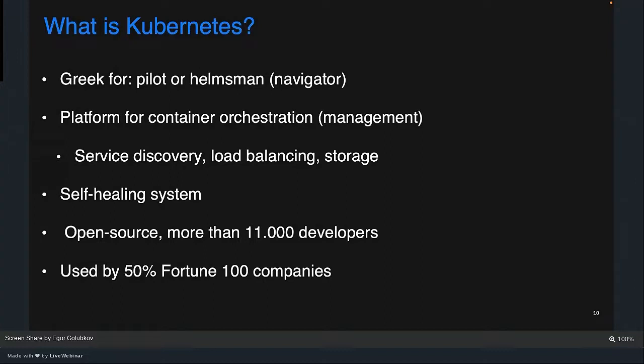Then Kubernetes is also an open source platform. That means that it has more than 10,000 developers, and this is one of the fastest growing open source projects ever, and it's getting more and more popular, because at least 50% of Fortune 100 list companies are using Kubernetes. So as you can see, it is getting more and more popular, and it automates the management of the hybrid cloud architecture in your company.